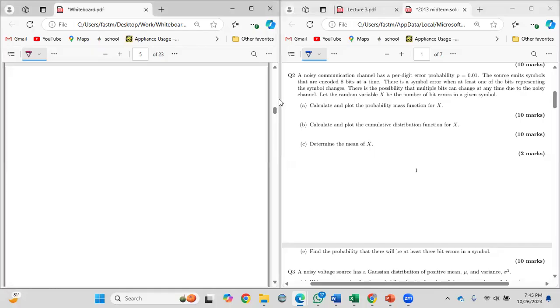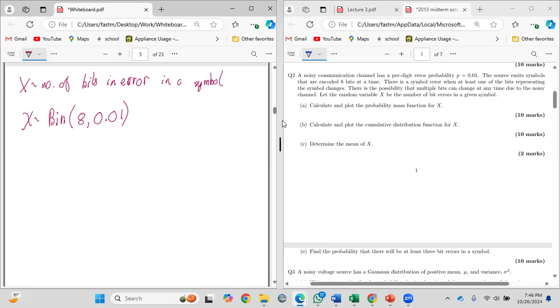So they already said x is the number of bits in error in a symbol. Now we know x follows a binomial distribution, and the parameter n is 8 and p is 0.01, as given in the question. Straight off the bat, the first thing we need is the PMF, the different probabilities that we could get. We could get 0 bits flipping, so that would be the probability x equal to 0.